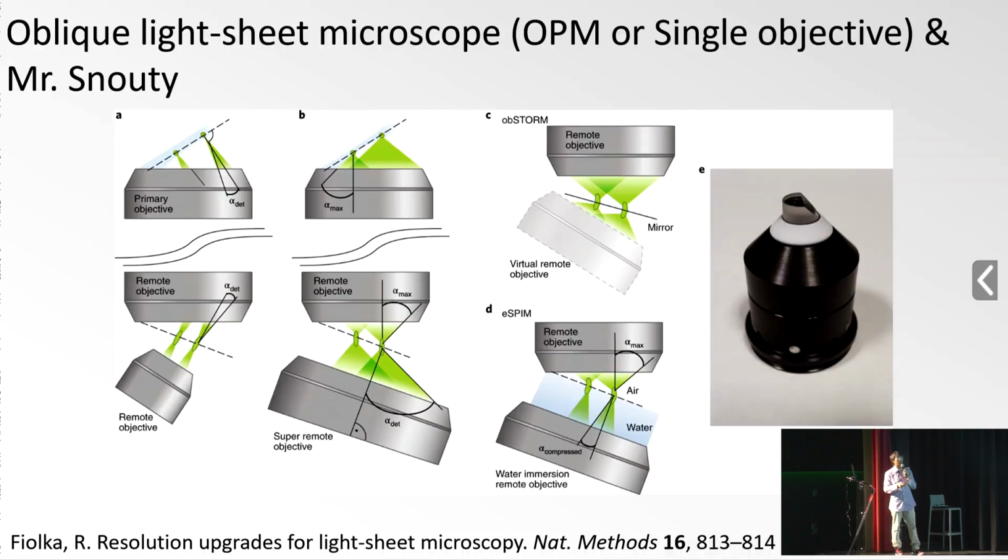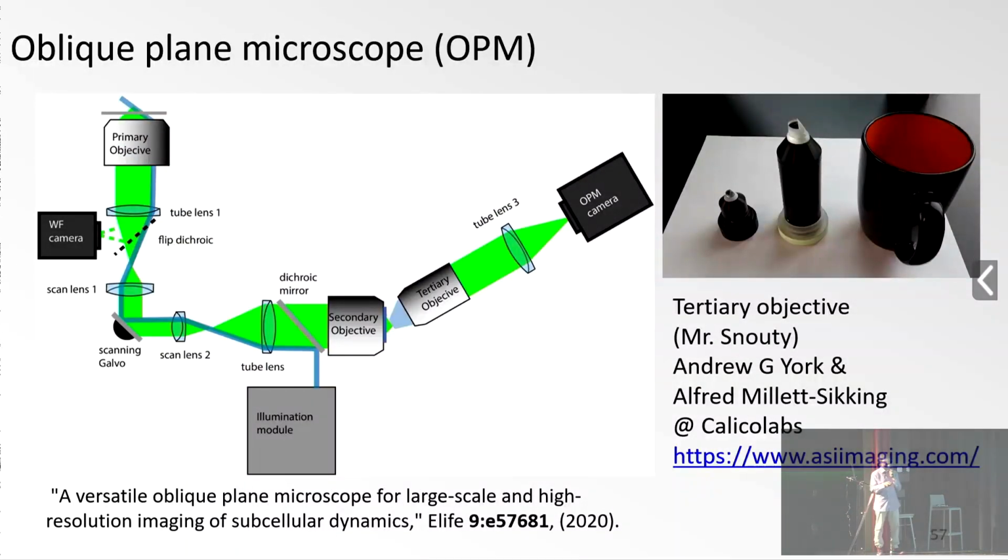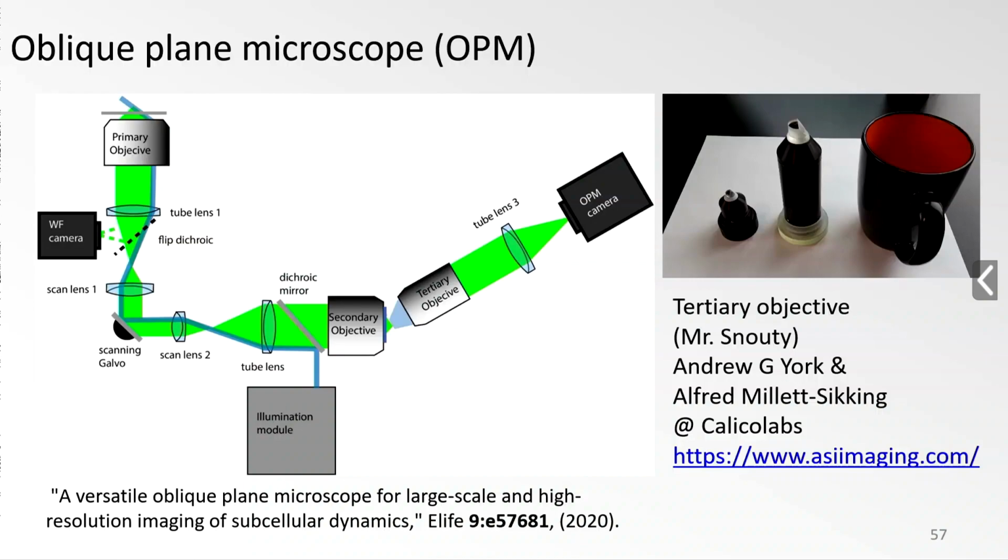And now a better invention is this so-called snouty objective. You can see on the top of the objective there's a piece of glass. The glass has a higher refractive index than water and air. So basically now you can collect all the light through these third objectives. This was invented by Andrew York and Alfred at Calico Labs, and this is the size of a snouty objective, or the tertiary objective, compared to a mark here.